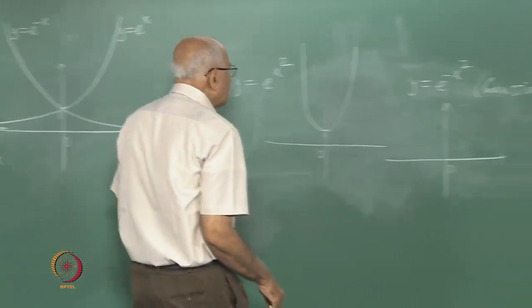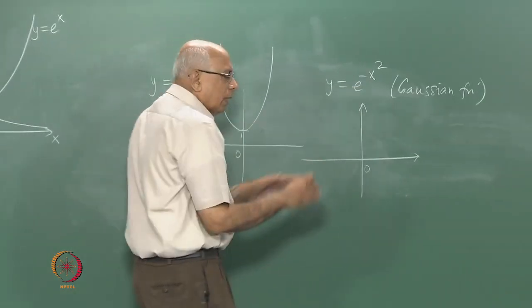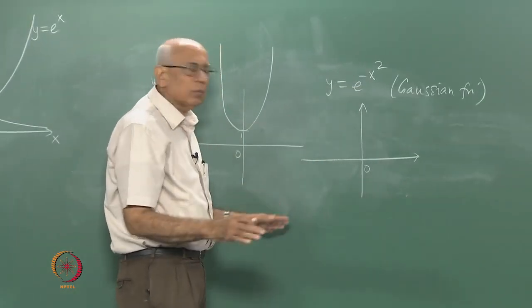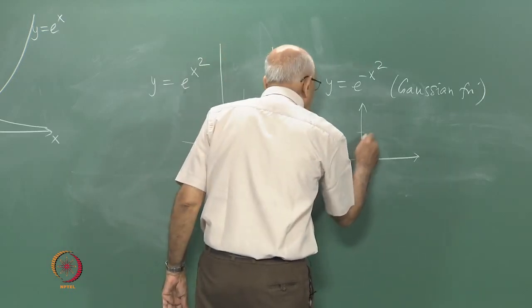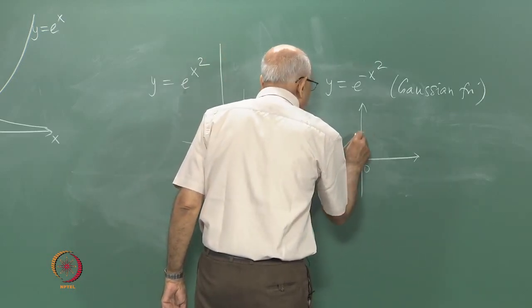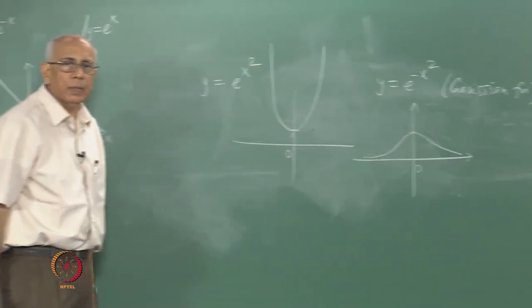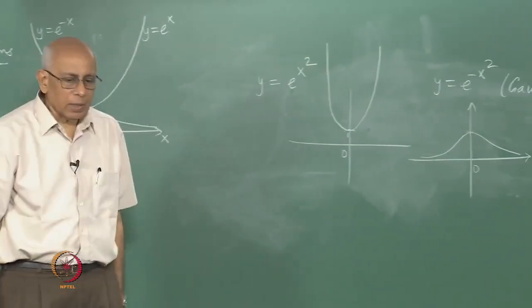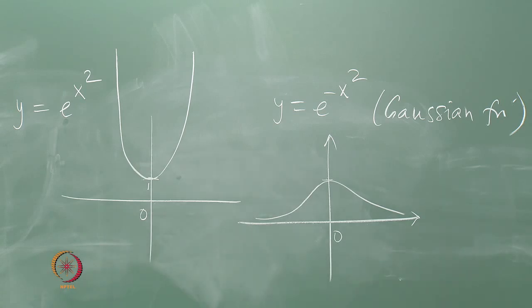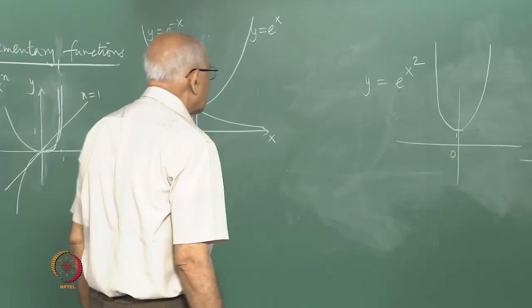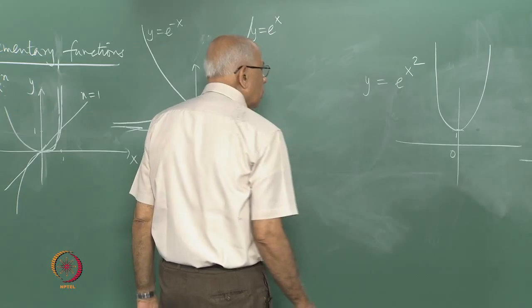And as x tends to infinity, e to the minus x squared goes to 0 extremely fast on both sides, and it is a bell shaped curve which therefore looks like this. Okay. So that is what this Gaussian function e to the minus x squared looks like. You will learn a lot more about it in your study of physics as you go along.